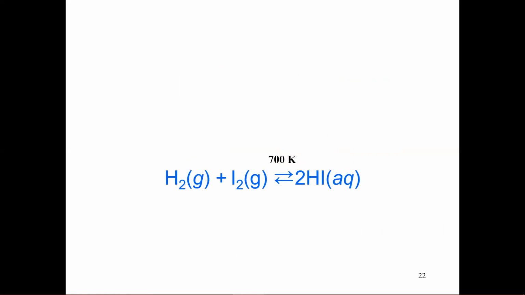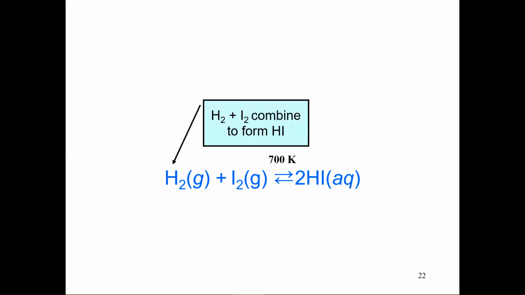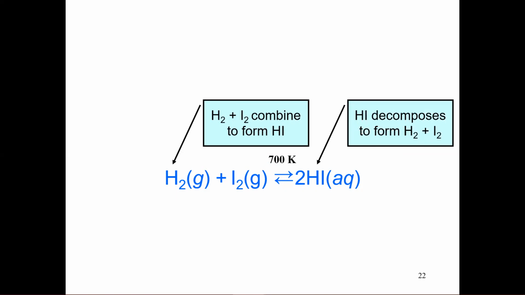For example, at 700 degrees Kelvin, if you have the reaction of hydrogen gas with iodine gas, you'll get hydrogen iodide at 700 K. H2 and I2 combine to form HI. HI decomposes to form H2 plus I2. And essentially, I don't know why they have AQ there. What I'm going to do now is kind of go back on this a little bit.